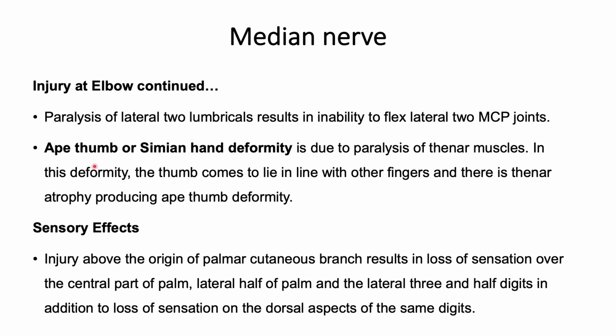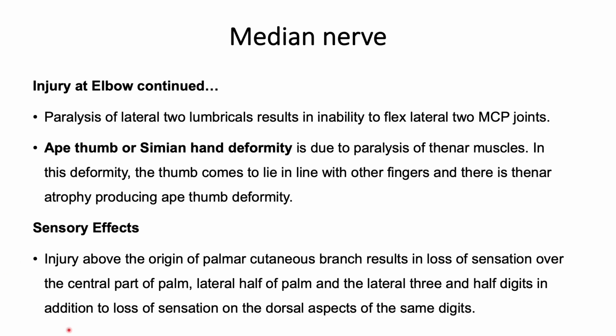Then ape thumb or simian hand deformity is due to the paralysis of thenar muscles. In this deformity, the thumb comes to lie in line with the other fingers, and there is thenar atrophy producing ape thumb deformity. Okay, this is more obvious whenever the median nerve is injured either in the wrist area or distal part of the forearm. It can also occur if the nerve is injured above, in the proximal area as well.